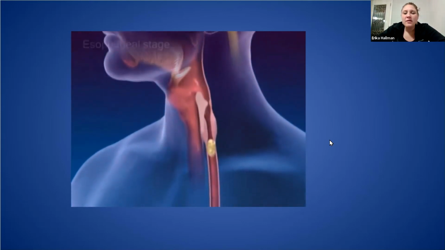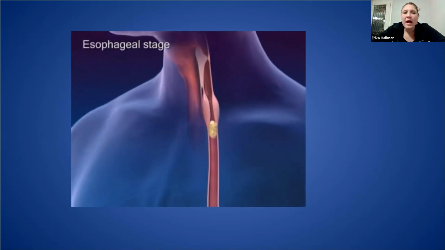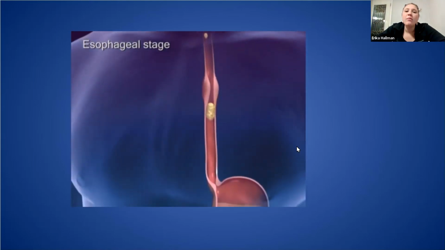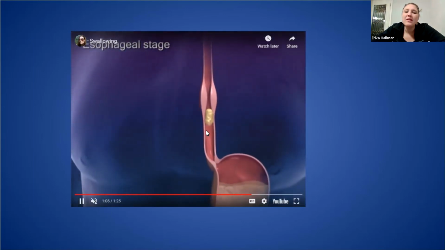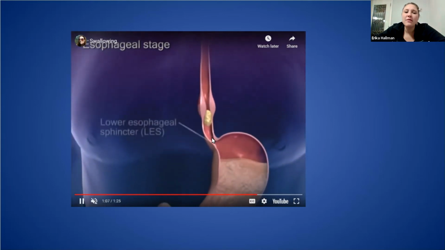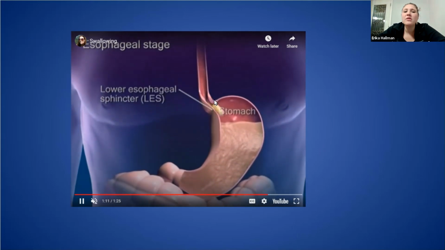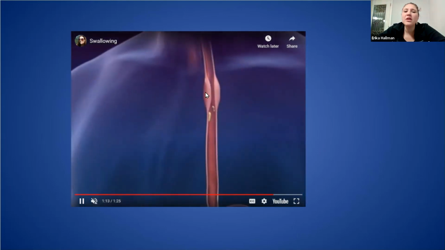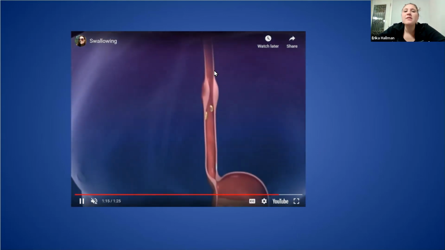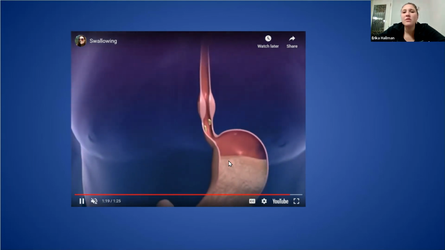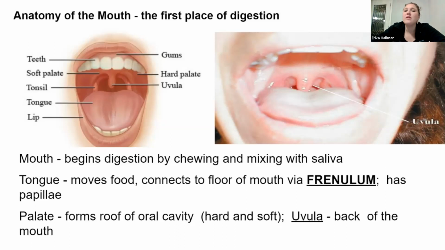As it moves down the esophagus, we'll learn that this is an actual muscle contraction called peristalsis, and it will move that little piece of food down, down, down into the stomach. It passes through this thing called the cardiac sphincter in order to do that. And this slow movement of the muscles is what's going to help us continue to move the food down into our stomach.